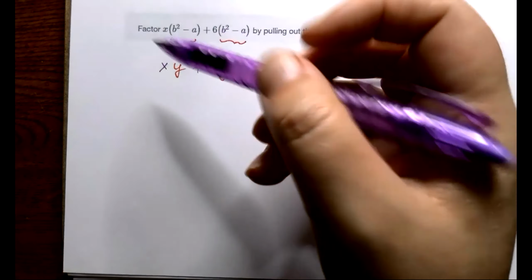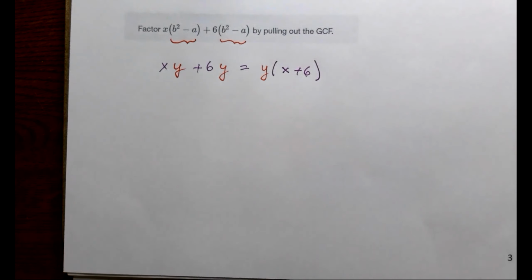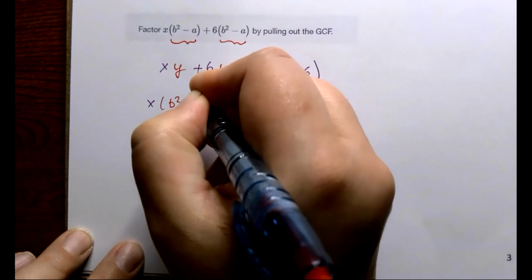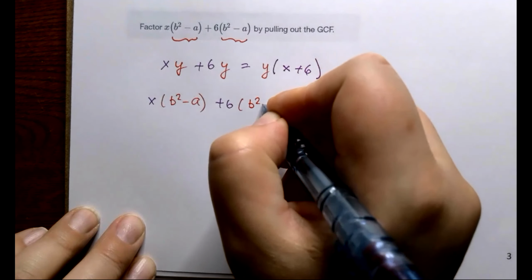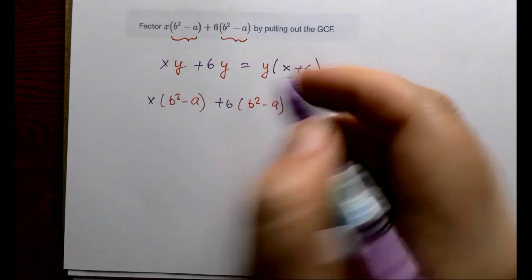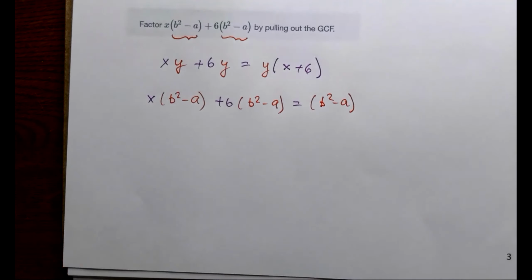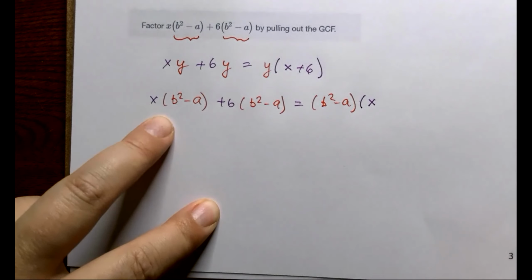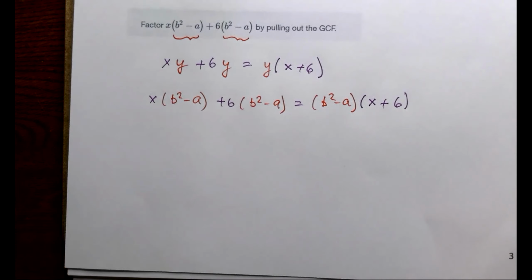So here for the group, it's the same principle. It's the same exact thing. I'm going to rewrite it: x times (b squared minus a) plus 6 multiplied by (b squared minus a). So I just pull b squared minus a to the front, and what do I have left? Well, I have x left from the first term, and I have 6 left from the second term, and that's how it works.